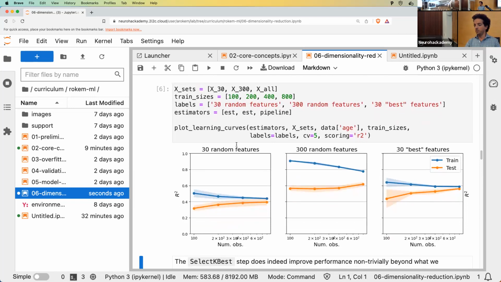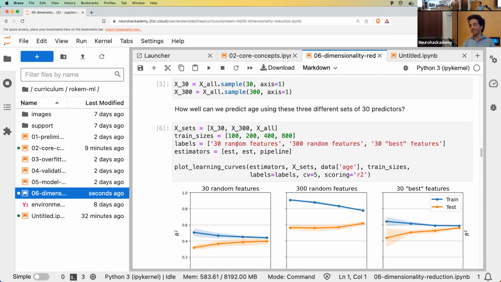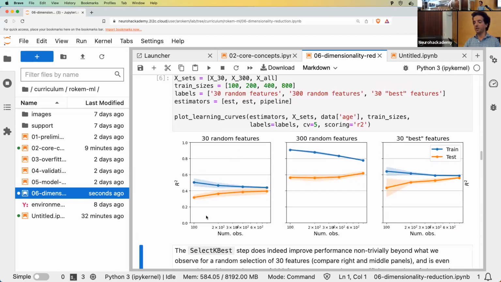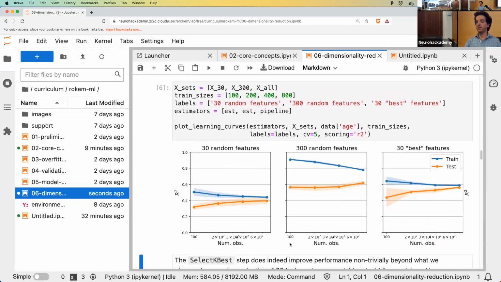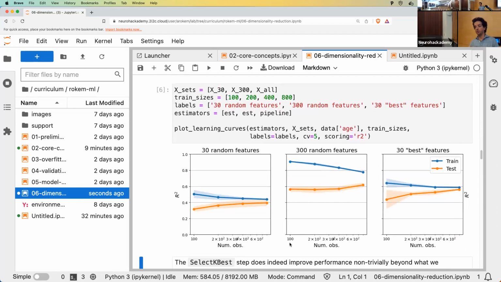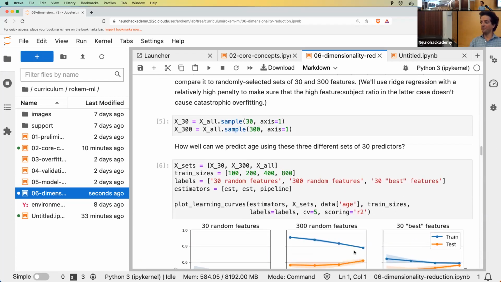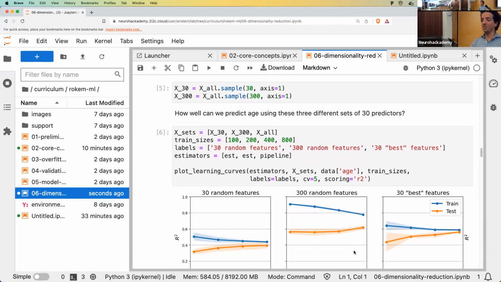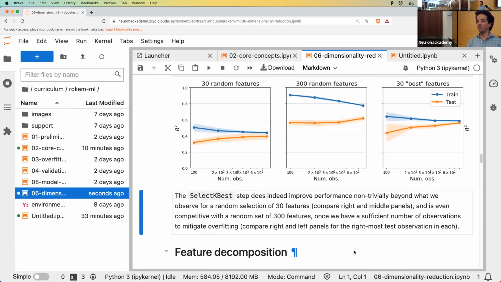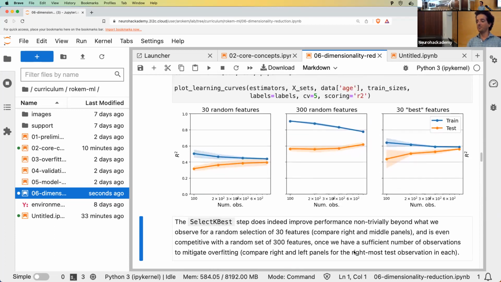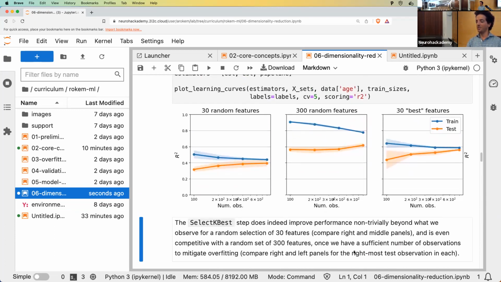These are slightly complicated. They're learning curves. The idea is to look at the x-axis to see the number of samples that are used for training. Most algorithms will improve with a number of samples, although this doesn't seem to be necessarily the case here for the training in the random features case. It's actually not doing much for us. The 30 best features is not doing much for us versus these random features as well.